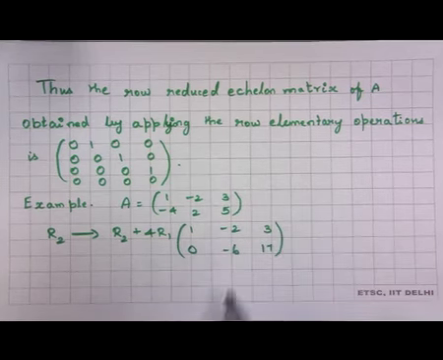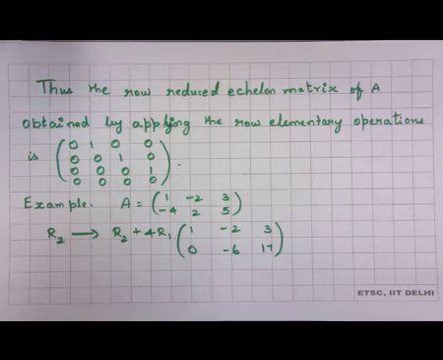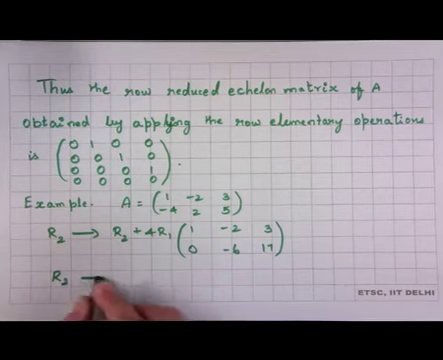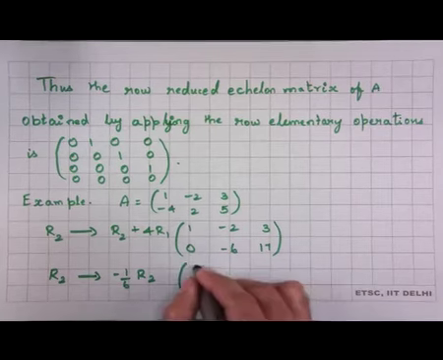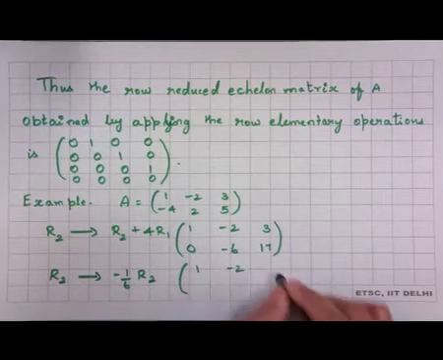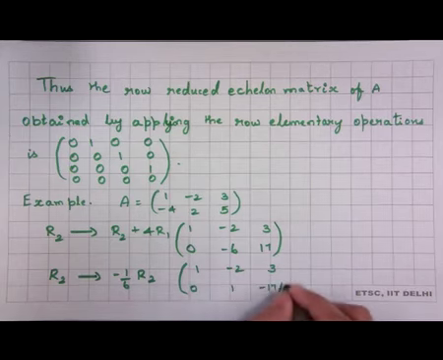Now, let us look at the next row. The first non-zero entry is this -6, 17, which is a 1 by 2 matrix. We will have to convert this -6 into 1. R2 is replaced by -1/6 times R2. The first row remains unchanged: 1, -2, 3, and the second row is 0, 1, -17/6.